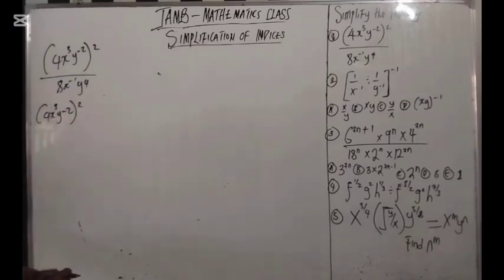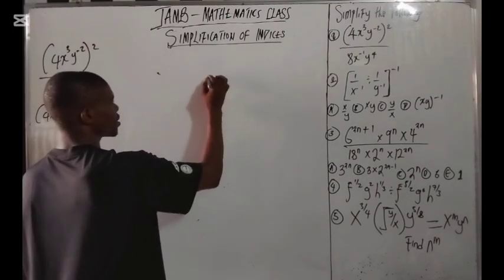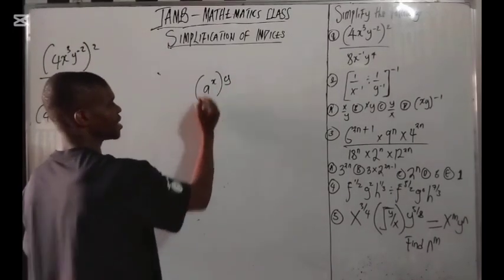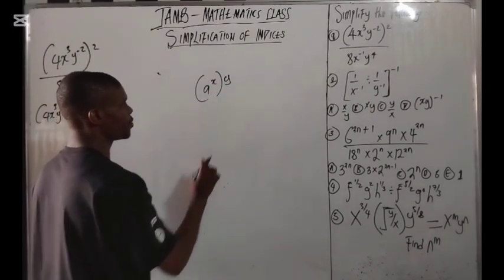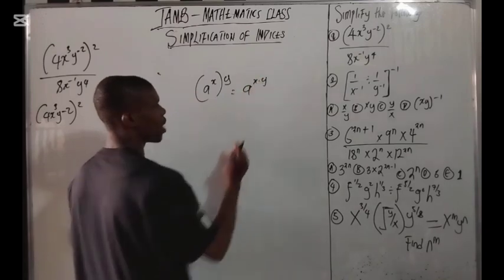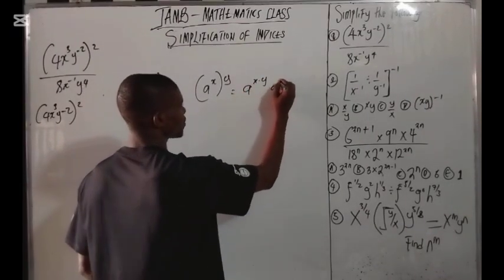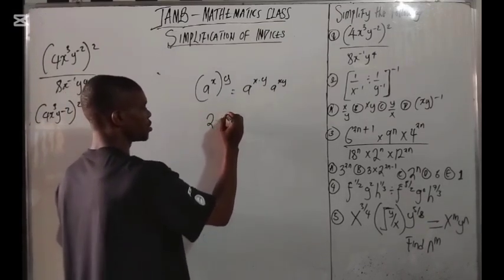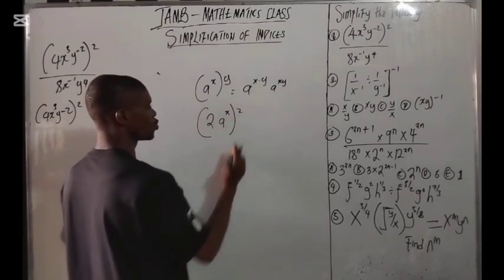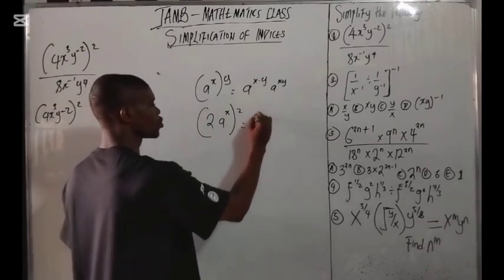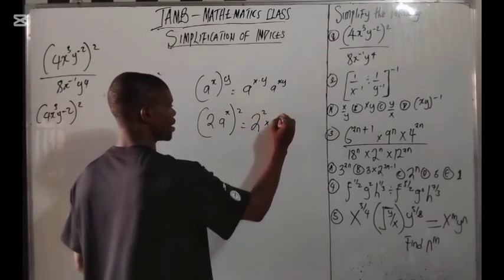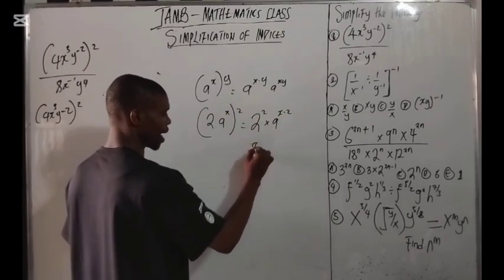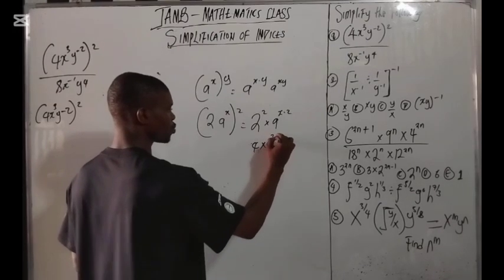Now when you have something like (a^x)^y, this is called the power law. It affects everything inside the bracket. So when you open up the bracket, a^x raised to y becomes a raised to power x times y. If I have something like (2a^x)^2, when I open the bracket it's going to be 2 raised to power 2 times a^(x times 2). So 2 squared is 4, times a raised to power 2x.